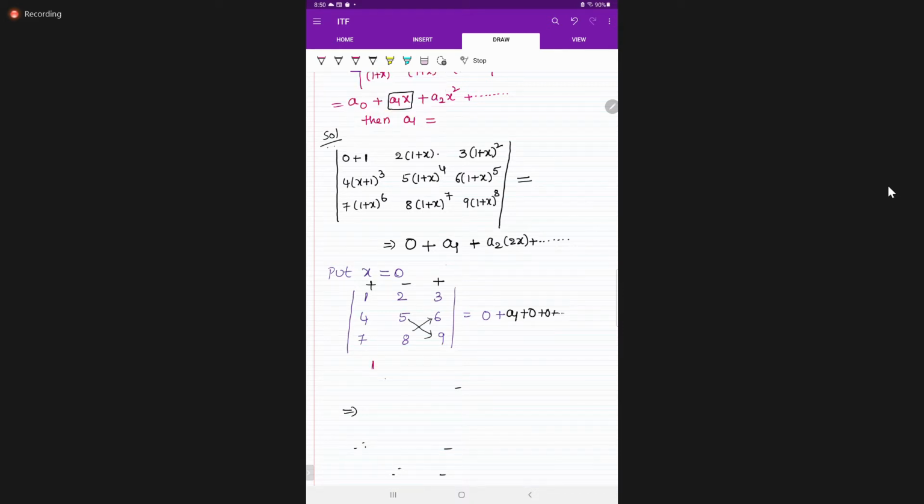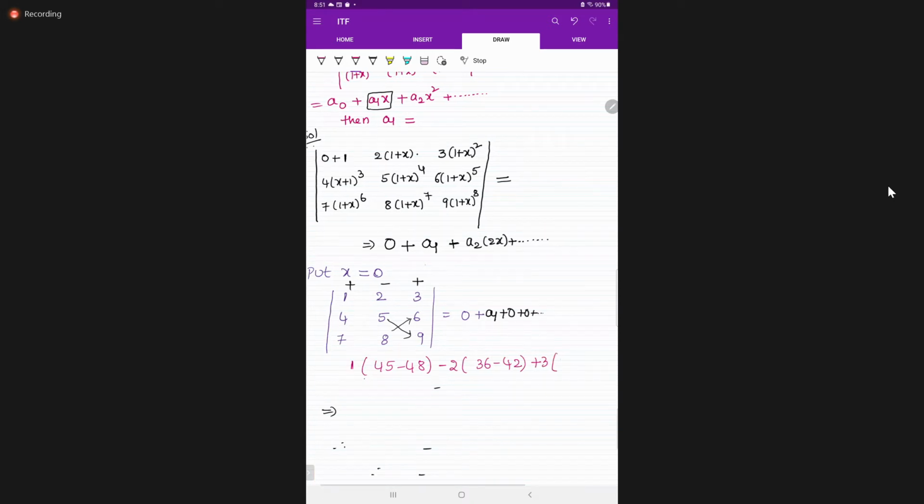1 into 45 minus 48 minus 2 into 36 minus 42 plus 3 into 32 minus 35, which is equal to A1. So this answer is -3 minus 2 into -6 plus 3 into -3, which is equal to A1. -3 plus 12 minus 9. So therefore A1 answer is 0.